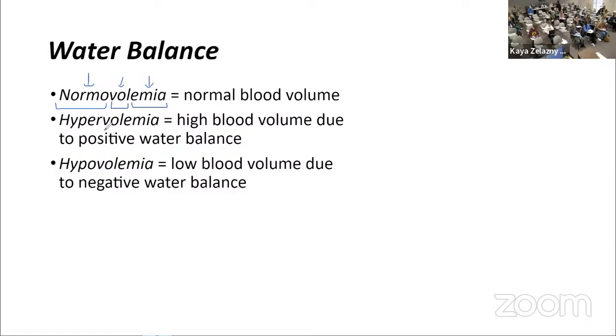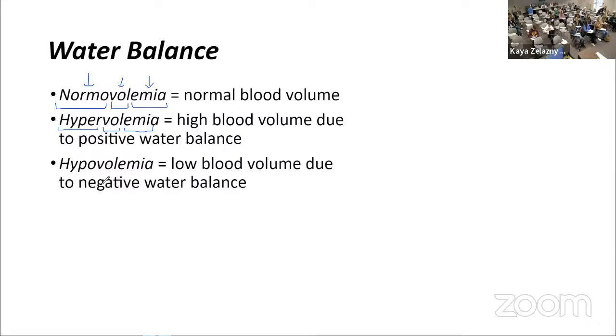Hypervolemia, we're still talking about a blood volume. So we still see those pieces of this word. Hyper means a lot. So this is going to be a high volume of blood. So this is something that can happen in positive water balance. Right? So you have a lot of water that you're pulling into your body, you're drinking it, your GI tract is absorbing it, it's getting into your bloodstream, you're not having enough output at this point, so it's just still in your bloodstream because you absorbed it from the water you were drinking, the food you were eating. Okay? So hypervolemia.